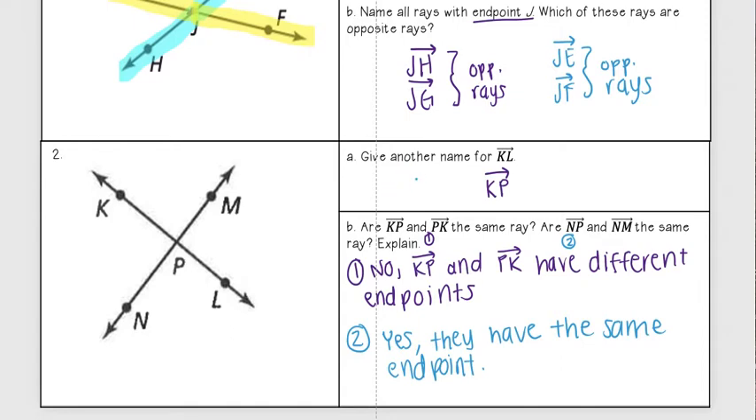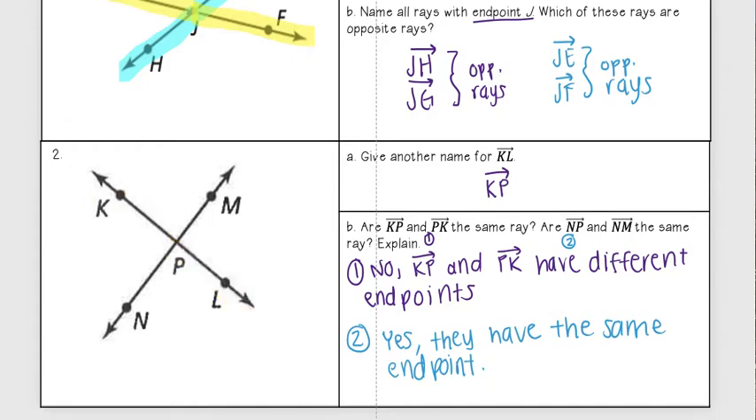Okay, so these are the answers that you should have come up with when you were doing these on your own. So the first one asked you to give another name for KL. So I'm looking at this ray right here. Well, like we did up above, I can just pick a different point that's on there and still have it go forever that direction. So I did KP.